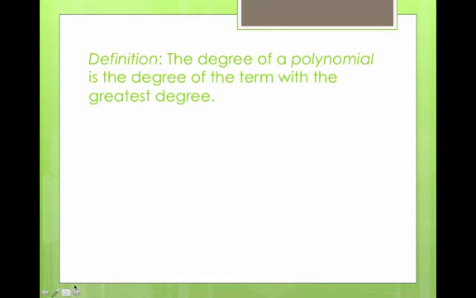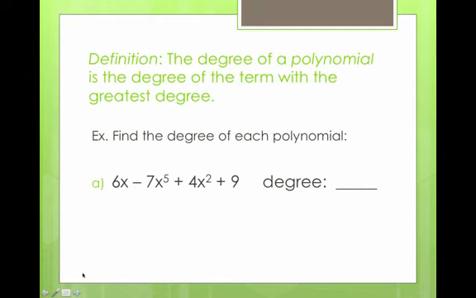So, definition. The degree of a polynomial is the degree of the term with the greatest degree. So we just determined how to come up with the degree of a monomial. Now we're going to identify which monomial I want to find the degree of in my polynomial. So we're going to find the degree of this polynomial. Notice I'm looking for the one with the greatest degree. Well, that's going to be right here. I've got a variable raised to the 5th power, so my degree for this polynomial is 5.